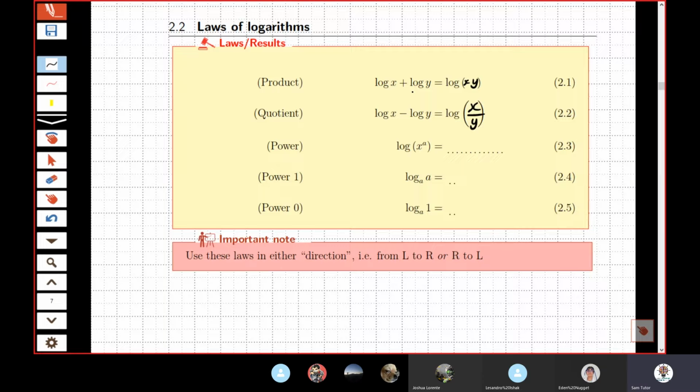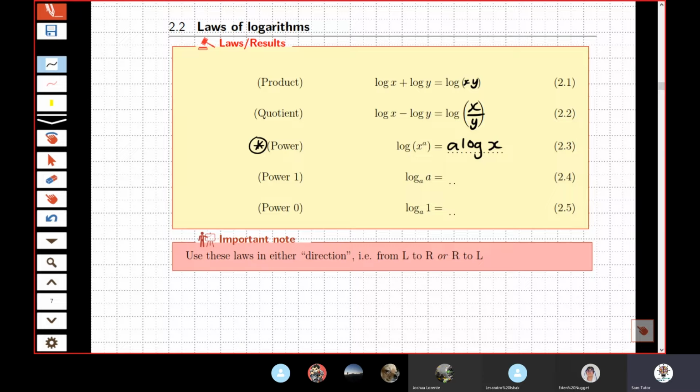These two, a lot of students just know very well because it sounds similar to your index laws. This one here is a very, very important one. Powers. If I've got log x to the power of a, I'm allowed to bring my power down. And that's really useful because all of a sudden it's not a power anymore. It's almost like a coefficient, right? And you brought it down.